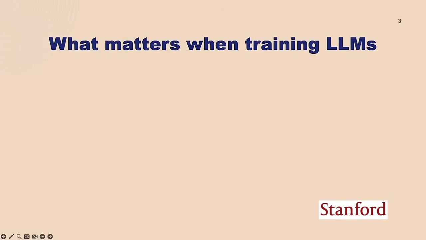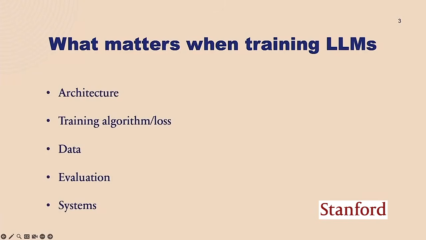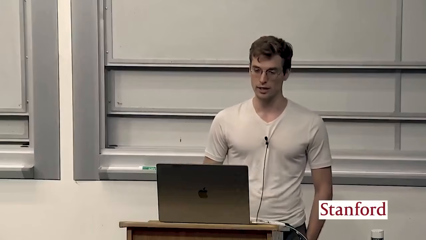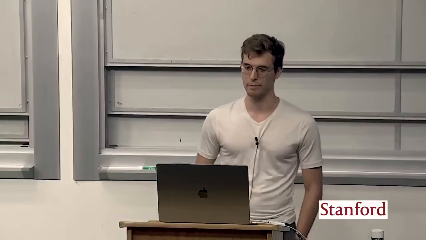Great, so what matters when training LLMs? There are a few key components that matter. One is the architecture. As you probably all know, LLMs are neural networks, and when you think about neural networks, you have to think about what architecture you're using. Another component which is really important is the training loss and the training algorithm, so how you actually train these models. Then it's the data, so what do you train these models on? The evaluation, which is how do you know whether you're actually making progress towards the goal of LLMs.